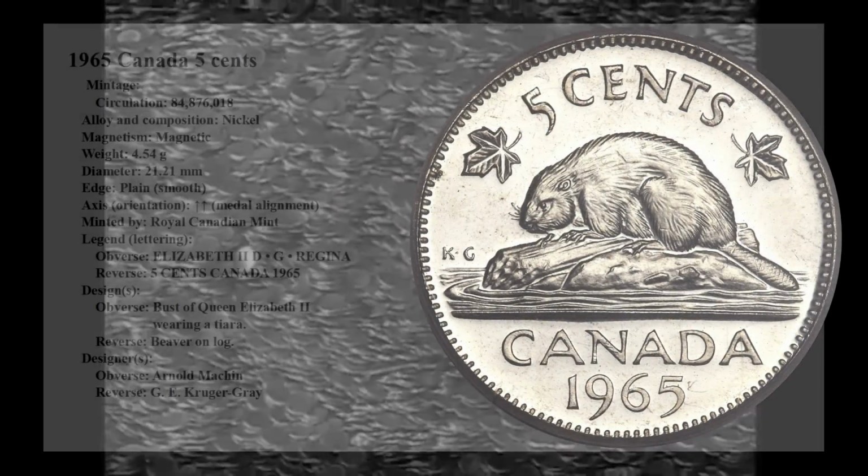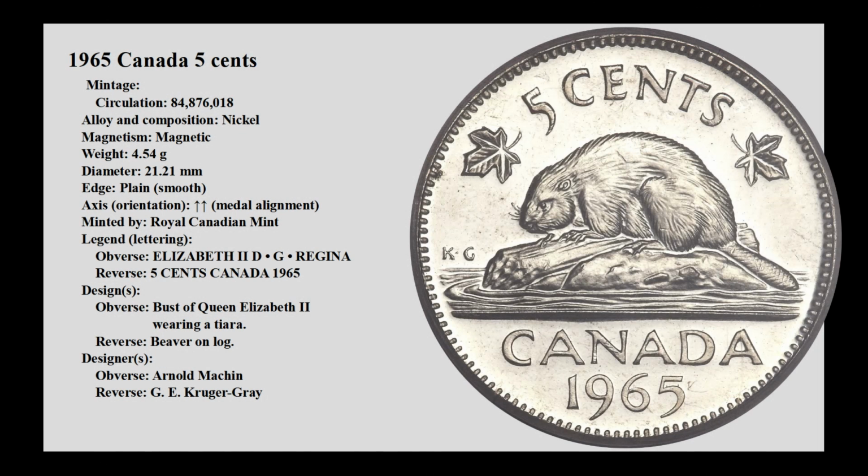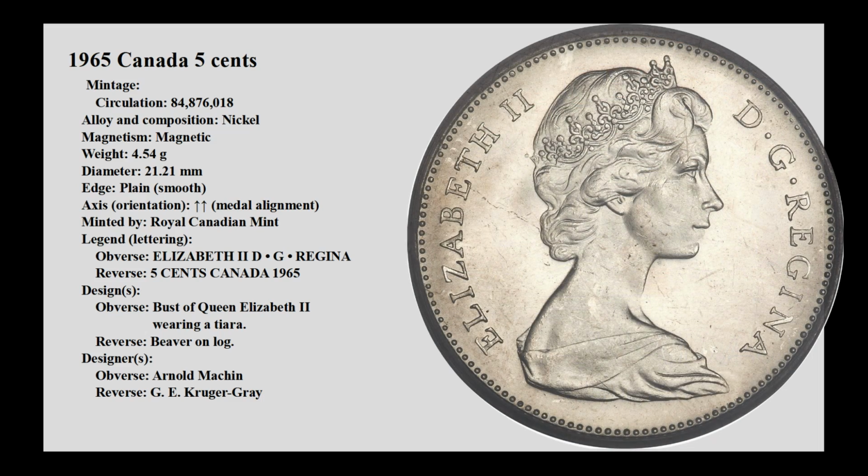The 1965 5-cent coin, minted by the Royal Canadian Mint, boasts an intriguing history. Its composition is pure nickel, weighing 4.54 grams with a diameter of 21.21 millimeters. The reverse features the iconic beaver, designed by G. Kruger Gray, while the obverse showcases a mature portrait of Queen Elizabeth II, created by Arnold Mackin.